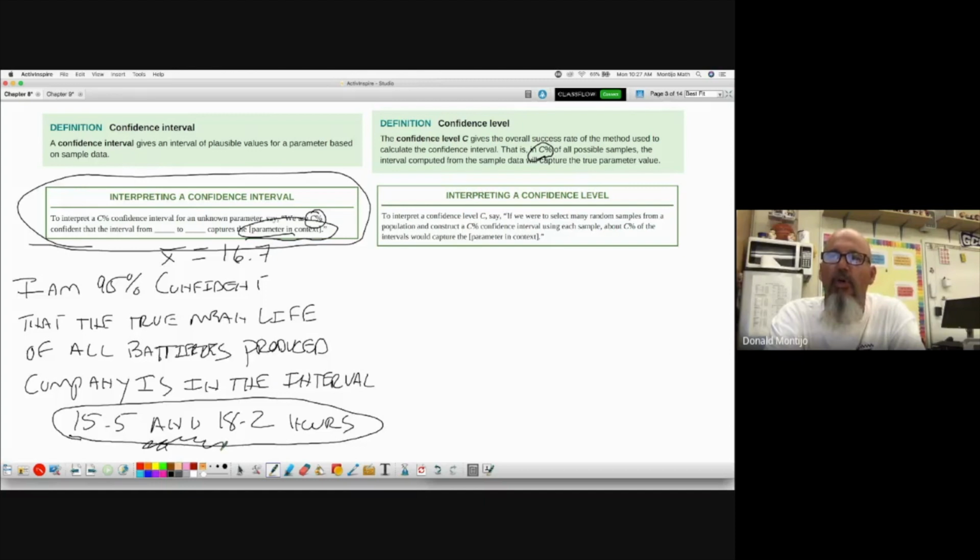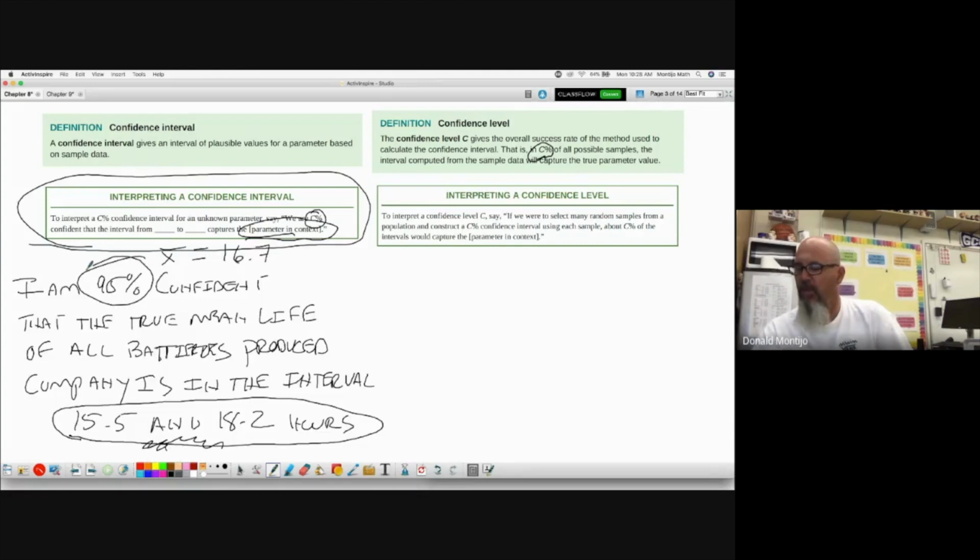So a confidence interval, again, has two parts. The interval, which we said down here was from 15.5 to 18.2 hours, and then the level. How confident are we that we actually captured the true population parameter? In this case, I was 95%. And again, this confidence level can change based off of the problem that we're doing and the seriousness or the importance of what it is that we're trying to find.